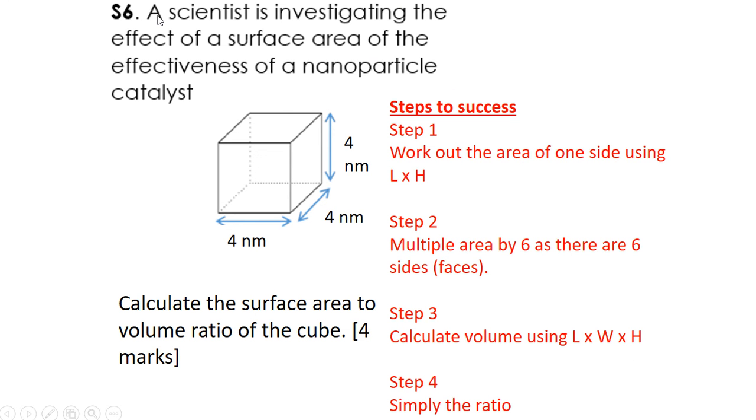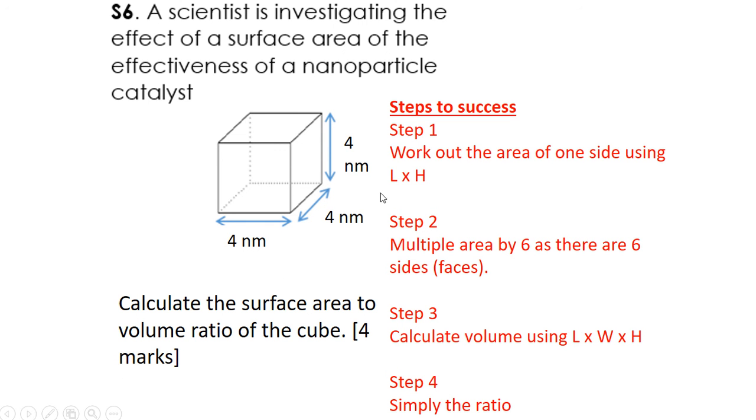The next question says a scientist is investigating the effect of surface area on the effectiveness of a nanoparticle catalyst. You've got a diagram with the values of the sides as 4, 4 and 4, so the length, the width and the height. It says calculate the surface area to volume ratio of the cube, 4 marks again.